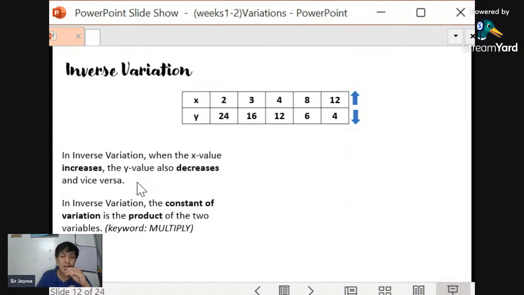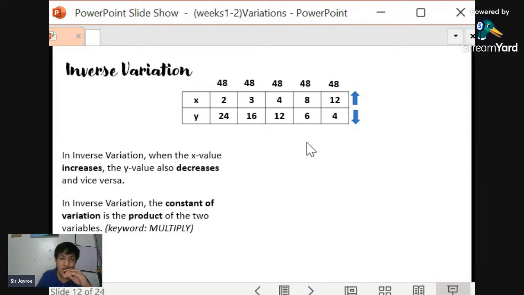Keyword, multiply. So we have to multiply this. We're not going to divide. Kasi pag dinivide natin to, magkakaiba talaga ng lalabas. Okay? Well, let's try. Ayun, 24 times 2 is 48. Tama? 16 times 3, so that is also 48. 12 times 4, that is 48 as well. 6 times 8, that is 48. And 4 times 12, that is 48.